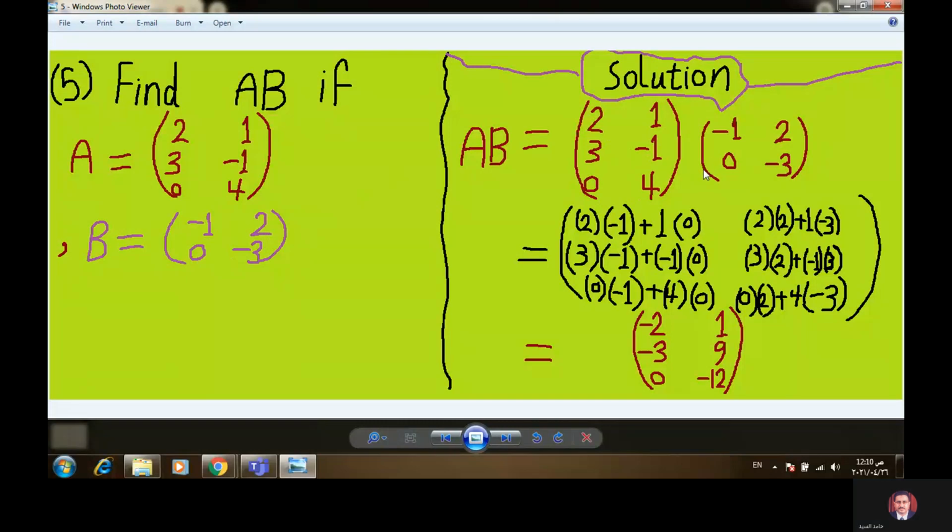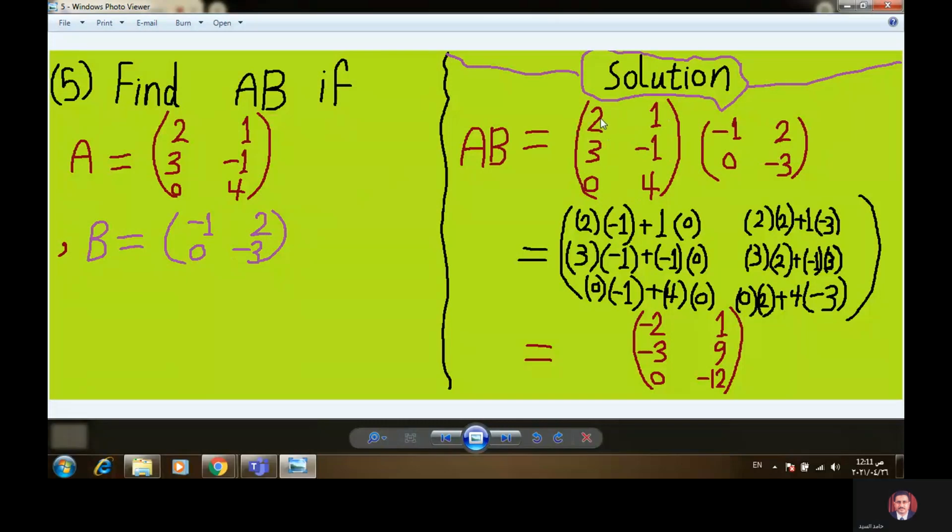Notice that the number of columns in the first matrix, 2 columns, equal the number of rows in the second matrix, 2 rows. We multiply the first row times the first column. Then we multiply the first row times the second column.